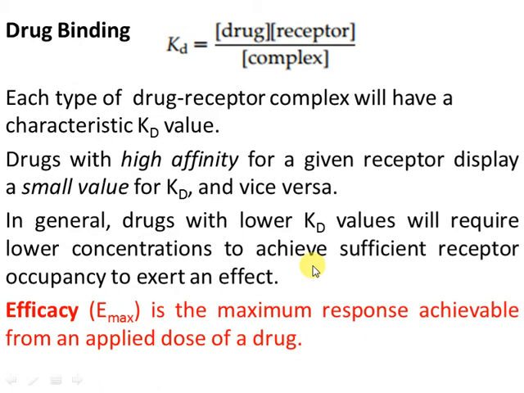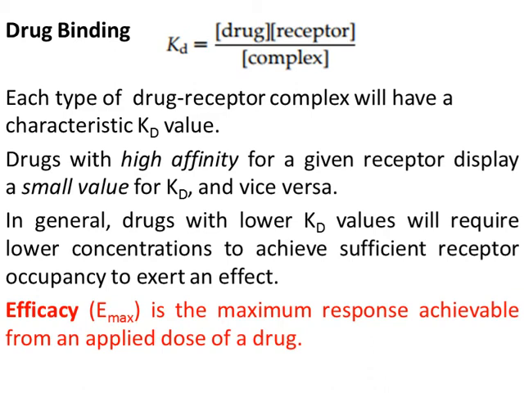Here is another important term from the medicinal chemistry point of view: efficacy. Efficacy is represented by Emax. Efficacy is the maximum response achieved from an applied dose of a drug. For example, you give a dose and you get a response. What maximum response you can get from a particular dose is called efficacy. If you use a small concentration of a drug and get a very high response, then we say the drug is very efficient. But if you have to increase the concentration to get only a minimal response, then the drug is not efficient, so its efficacy will be lower. So efficacy is the maximum response that is achieved from an applied dose of a drug.